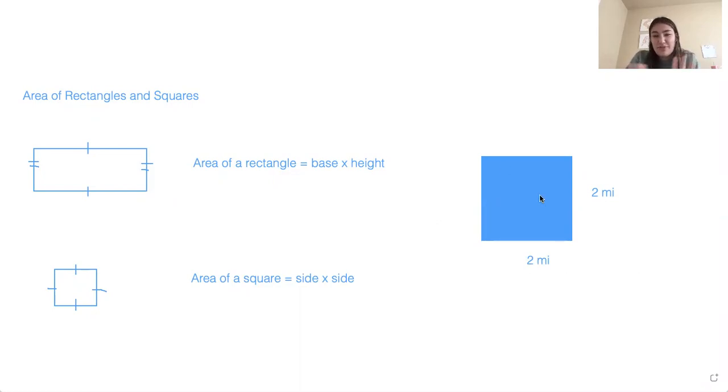But honestly, the formulas are pretty much the same because every square is a rectangle, but not every rectangle is a square. So we're going to do area equals, so either base times height or side times side are the same things. It's just 2 times 2. That looks like a plus sign. Let's erase that. We're going to multiply, which gives us 4 miles squared, or 4 square miles.